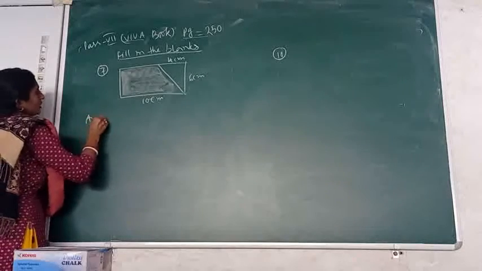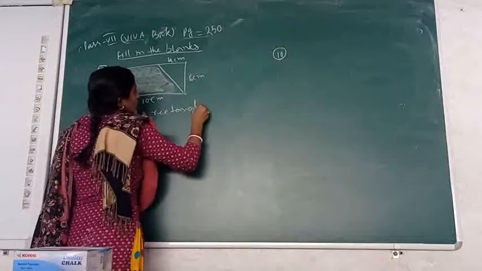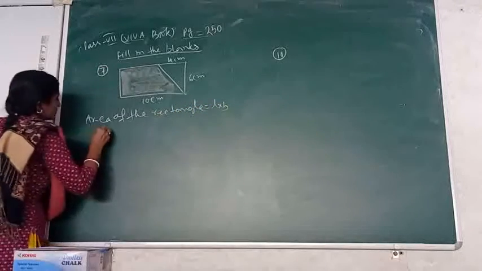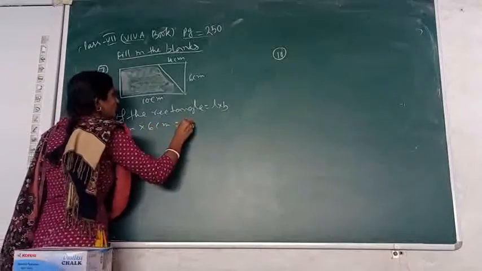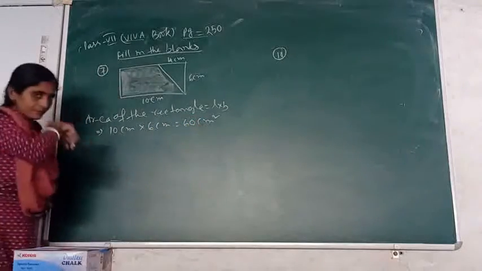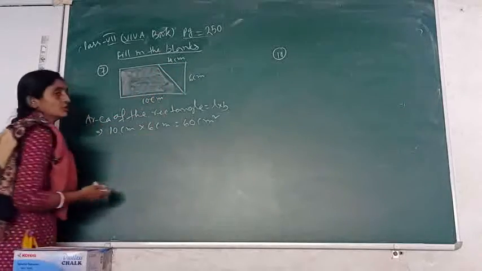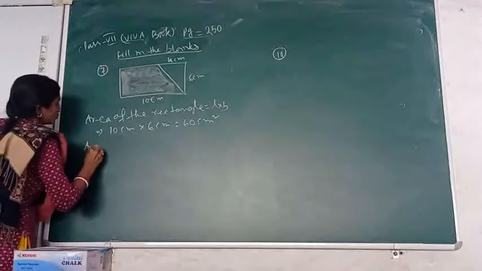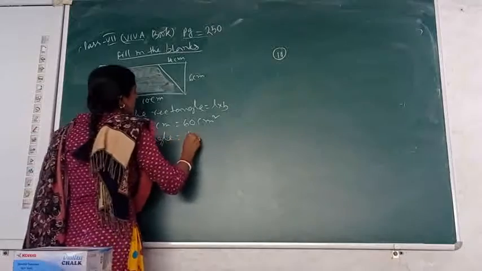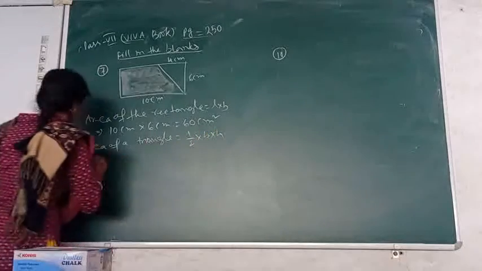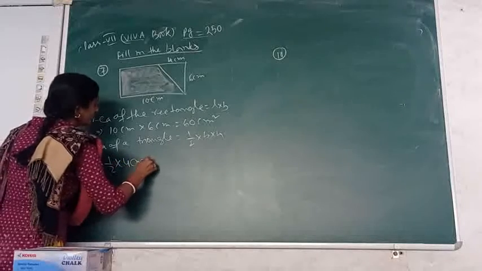Yes, first we will find out the area of the rectangle. What is it? A into B. That means here we will get what? A is 10 cm, breadth is 6 cm, equal to 60 cm square. Okay, now from that whole rectangle I am going to cut out this triangle. What is the area of a triangle? So area of triangle, what is it? Half into base into height. So here base let it be 4 cm and height let it be 6 cm.